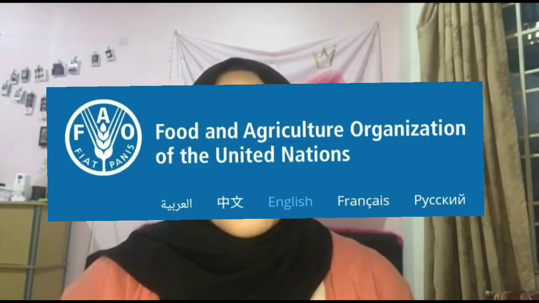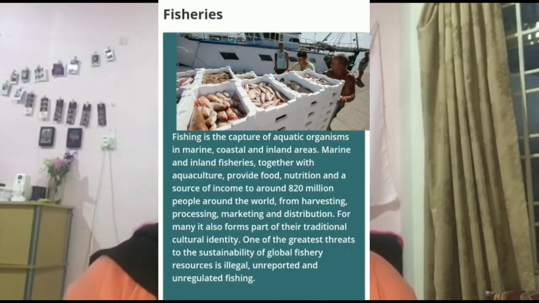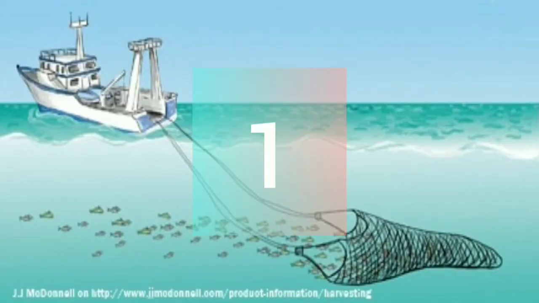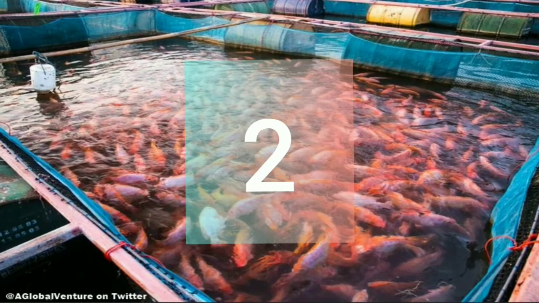Before we go deeper into fishery contamination, I would like to let you know what fishery is first. According to the Food and Agriculture Organization of the United Nations (FAO), fishery is an organized effort, or in simpler words, an activity that leads to the harvesting of fish. But what is harvesting of fish? Harvesting of fish includes two activities. First is catching or capturing wild fish. Secondly, we raise fish through the aquaculture method. So that is fishery.